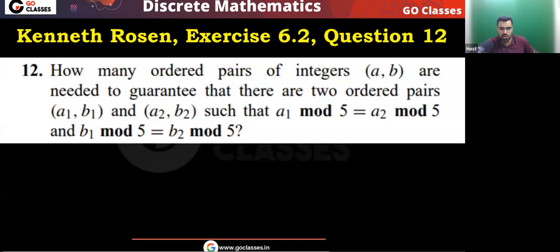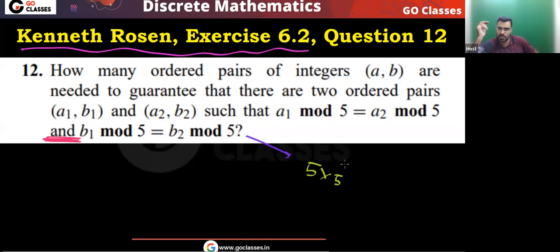Now can you answer this question? This is your Kenneth Rosen exercise 6.2 question. So what will the answer be? There is AND here, meaning mod 5 and mod 5. So here the answer will be 5 into 5 plus 1, which is 26. In the same question, if I put OR over here, then the answer will be 6.